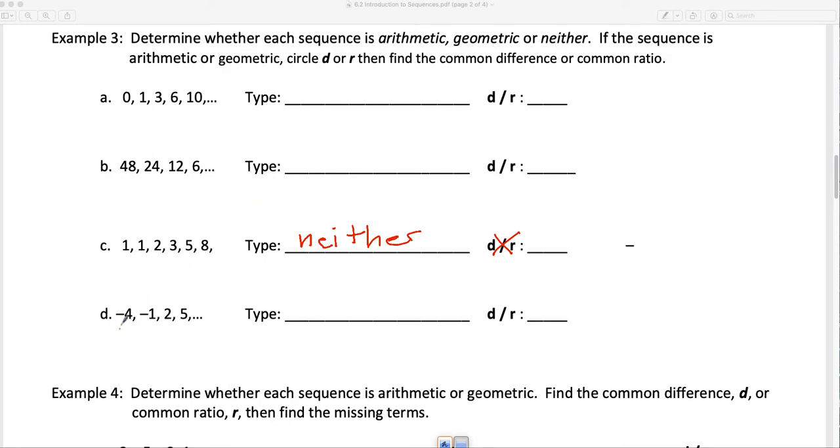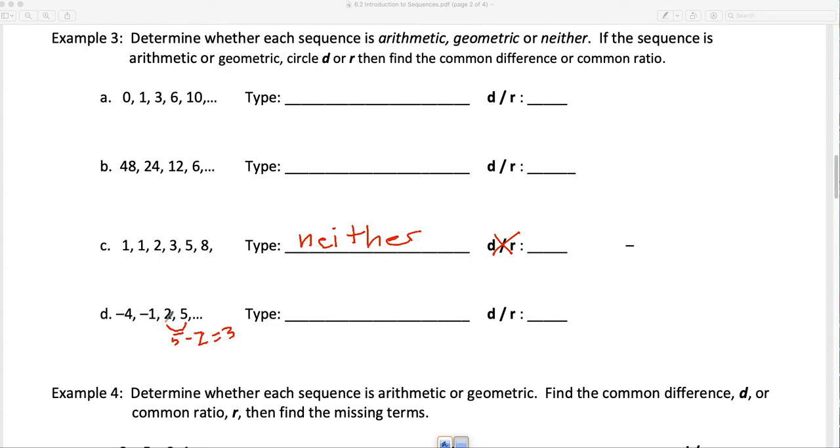Okay, let's look at this one. -4, -1, 2, and 5. Remember, we're looking for ways to make this less work for ourselves. So whatever it's doing, it's not doing it really fast and it's not doing it really slow. So we're going to go ahead and subtract backwards to make sure it's not arithmetic before we worry about something else. And if you can see the pattern already, that's even better. Okay, so subtracting backwards here, I've got 5 minus 2, which is going to be equal to 3.